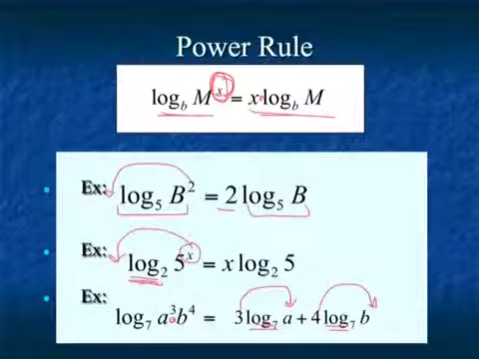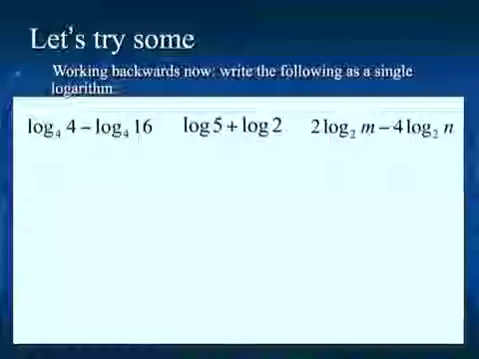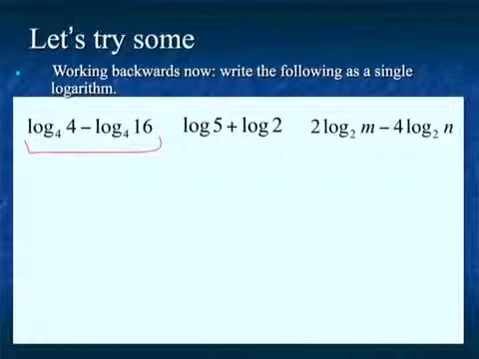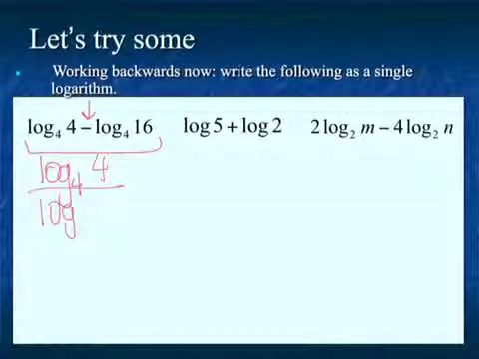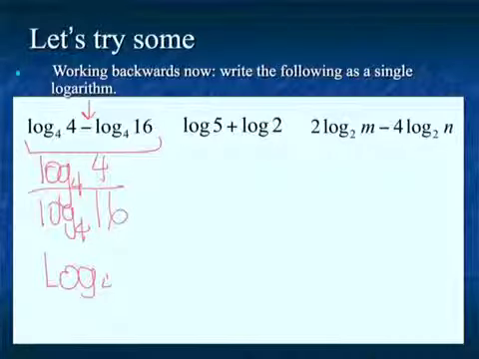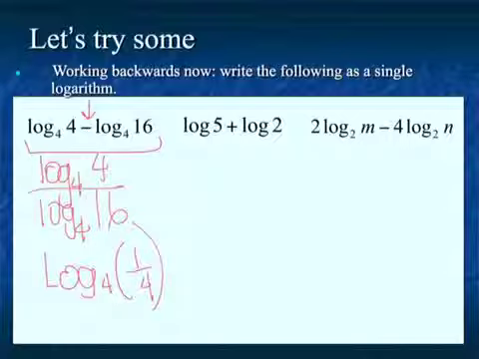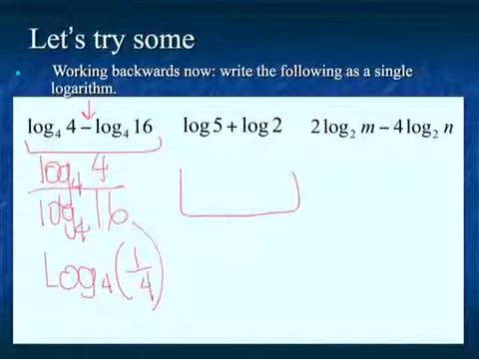Let's go to the next slide. All right, we're going to work backwards here. Now we have an expanded problem, and we're going to condense it. So we know we have a subtraction here, so definitely some division. So we'll start off writing log base 4 of 4 divided by log base 4 of 16. We write it as 1 log in the end, log base 4 of 4 over 16, which reduces to log base 4 of 1/4. I will let you work on this one.